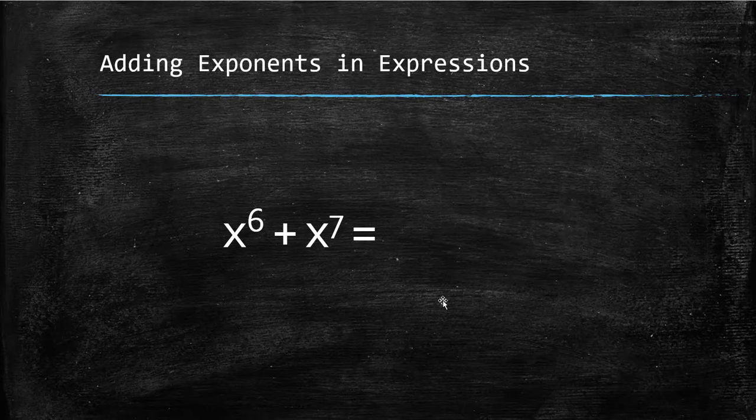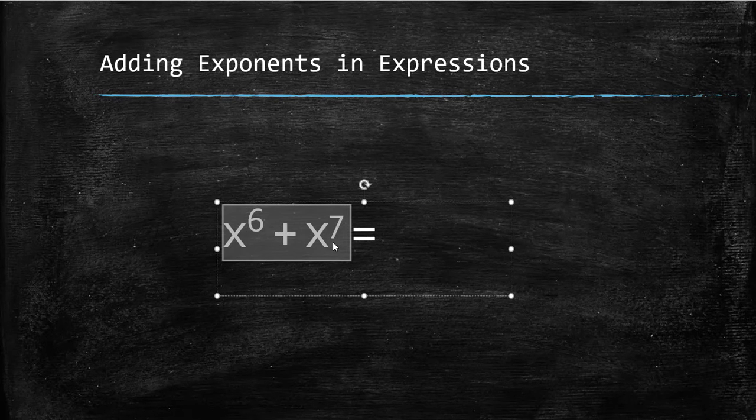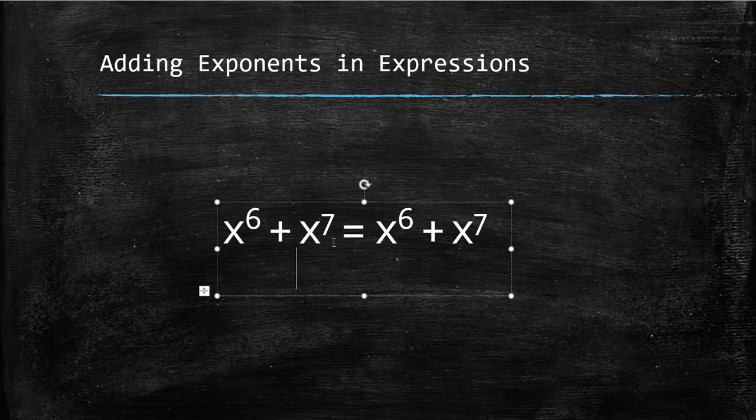This actually takes us back to the very beginning of the year when we talked about like terms. And we cannot add or subtract things that are not like terms. And in this question, x to the 6th power and x to the 7th power are not like terms. Remember that in order to have a like term, it has to have the same variable and also the same exponent. So x to the 6th power plus x to the 7th power is simply equal to x to the 6th power plus x to the 7th power. We can't do anything else to simplify that because those are not like terms.